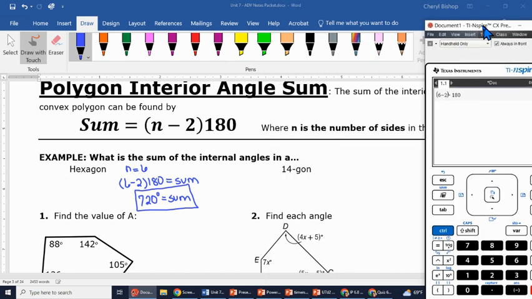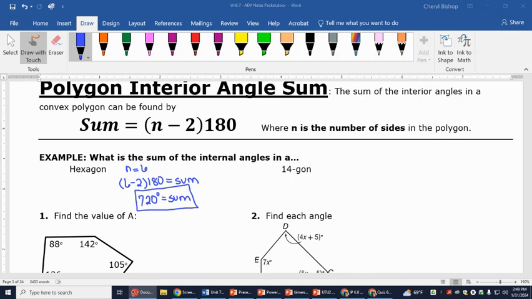Okay? All right, the next one is asking me the same thing, but it wants a 14-gon. So this time, n is going to be 14 sides. So I'm going to do 14 minus 2 times 180 to get my sum.